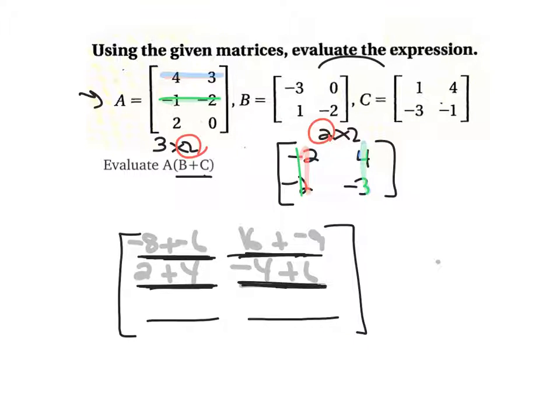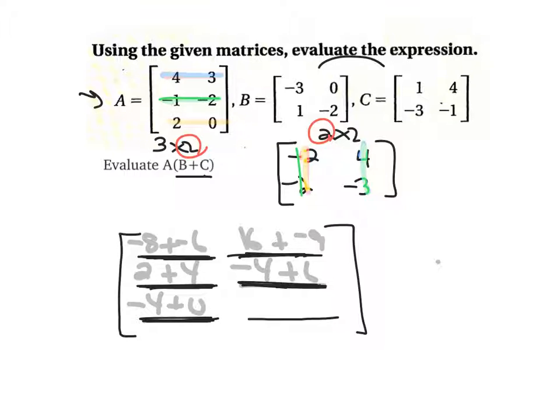Now, I'm on my last row finally. So I'm here. That's my third row, first column. So I'm going to go third row, first column. 2 times -2 is -4. 0 times anything is 0, so I'm going to put a 0 there.